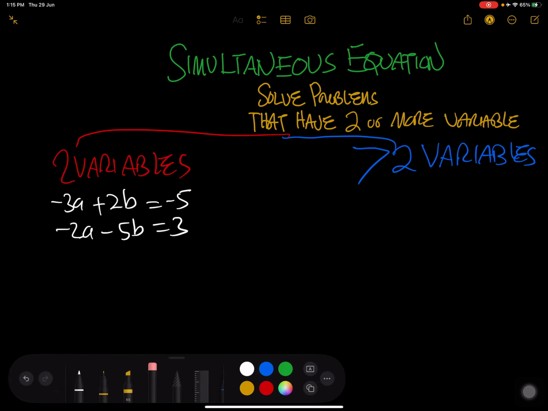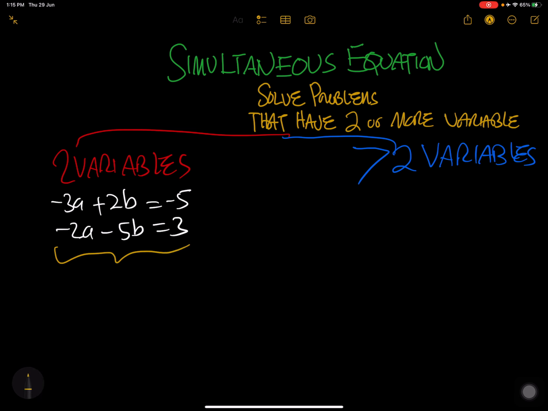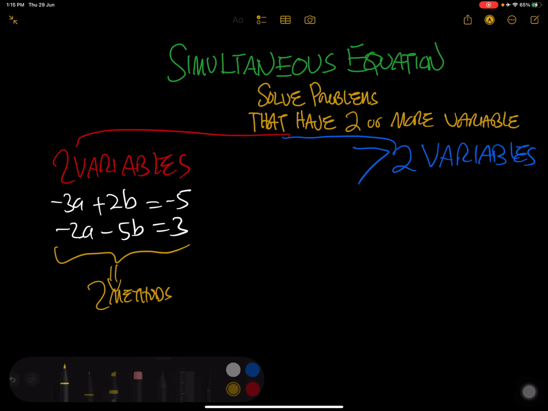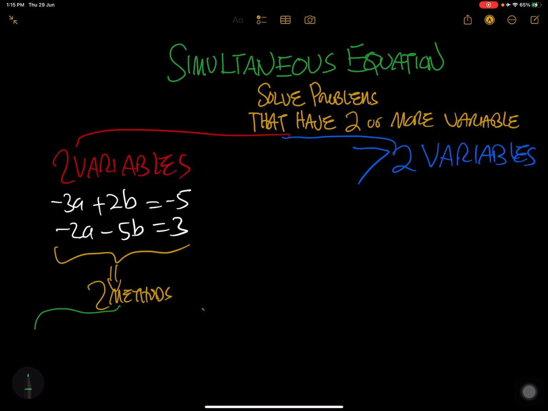And if there are two variables in the question, then we are going to use two methods to solve the problem. The first one is known as the elimination method, and the second one is known as the substitution method.